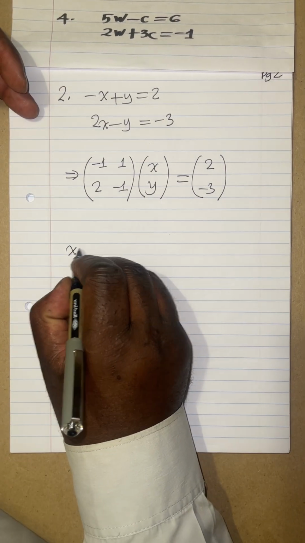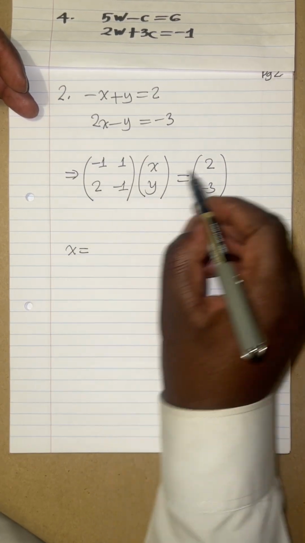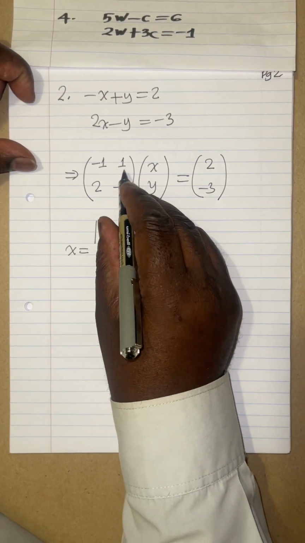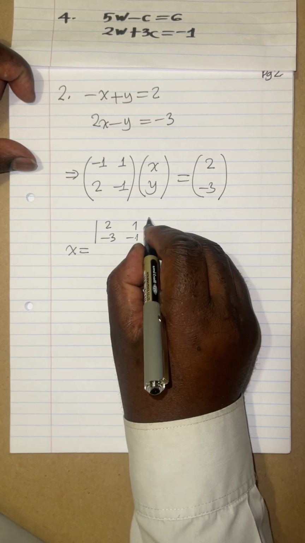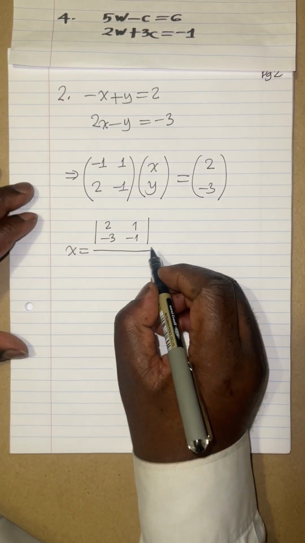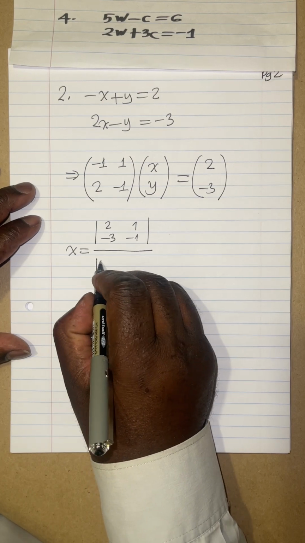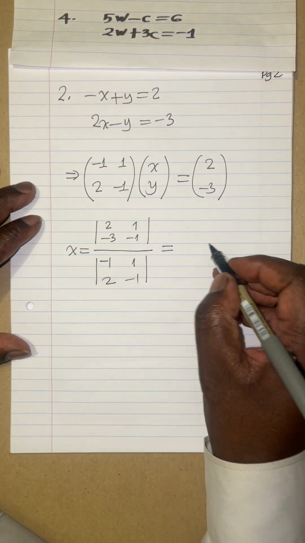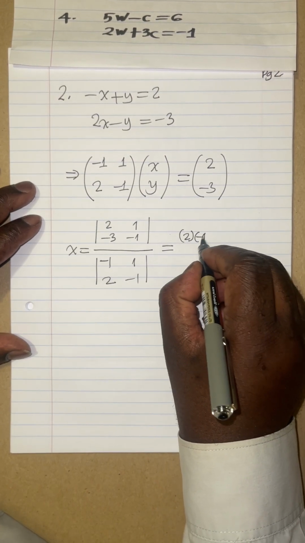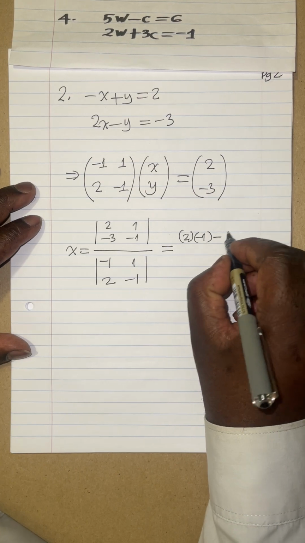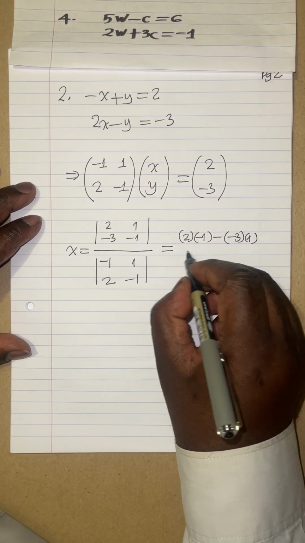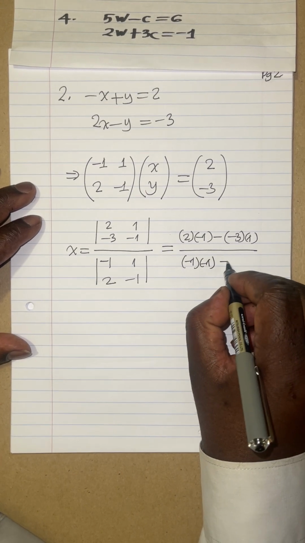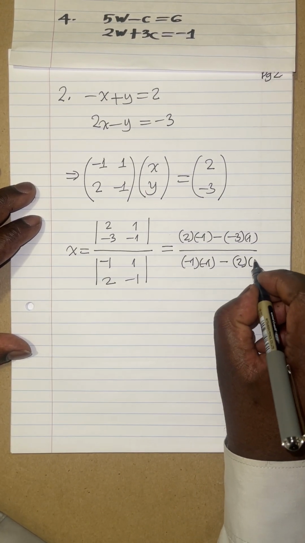Now, for x, Cramer's rule says replace these two coefficients of x with those two values on the right-hand side. So 2, minus 3, and then keep these coefficients of y the same. And then we're dividing this by the determinant of the coefficient matrix, which is basically minus 1, 2, and then 1 and minus 1. What are we saying? The product of elements on the right diagonal minus the product of elements on the left diagonal, all over the product of elements on the right diagonal, minus 1 times minus 1, minus the product of elements on the left diagonal, 2 times 1.